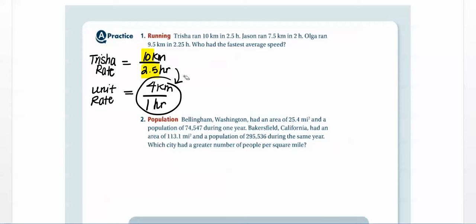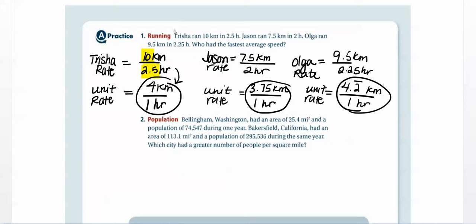All right, so now we're going to do that for Jason and Olga, and then we can compare. So I want you to pause the video, and I want you to do the same thing for Jason and Olga. And then I want you to try and figure out who had the fastest speed. And then once you have your answer, click play again, and then we'll see if you got it right.